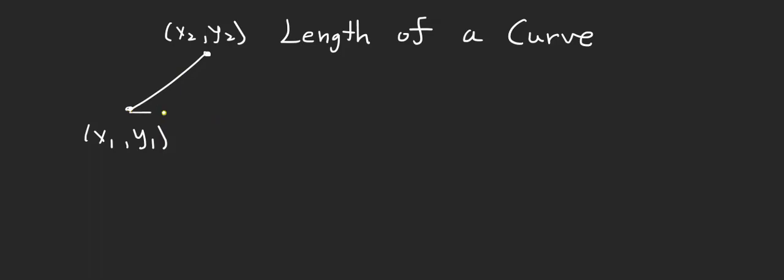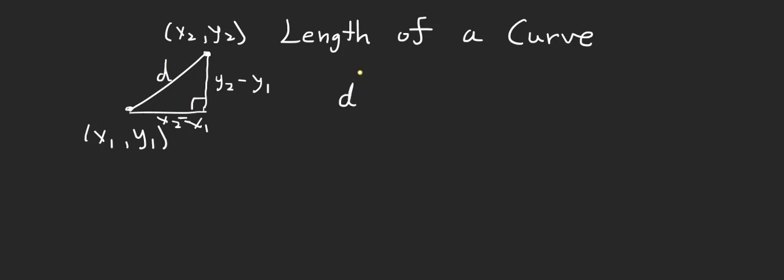Well, let's draw a right triangle. The length of this side will be y2 minus y1. And what about this one right here? That will be x2 minus x1. And let's call this d, the hypotenuse. That's what we want to find.